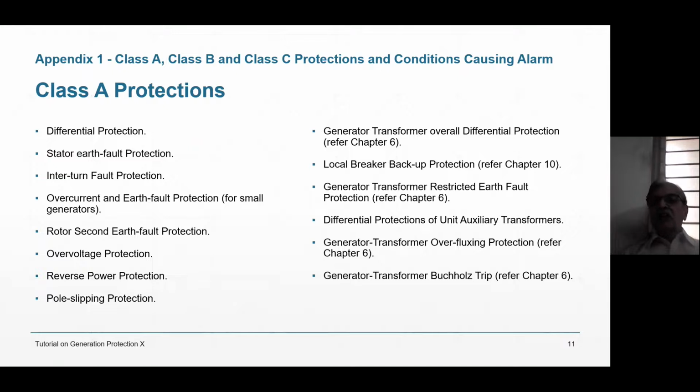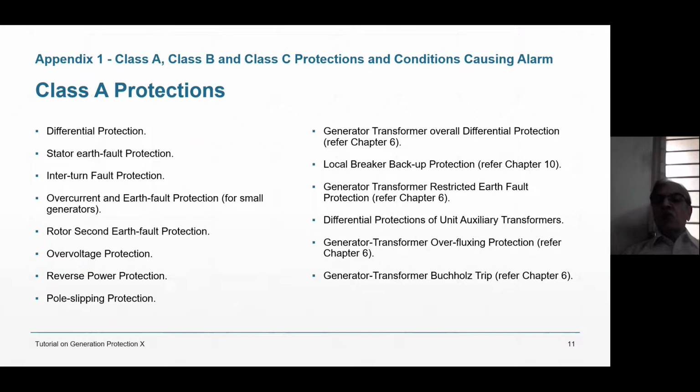Generator transformer restricted earth fault protection. Because, you see, between generator and generator transformer there is no breaker. Differential protection of unit auxiliary transformer. Because between generator and UAT also there is no breaker. So the generator has to trip. Generator transformer over fluxing protection, that we will see in transformer.